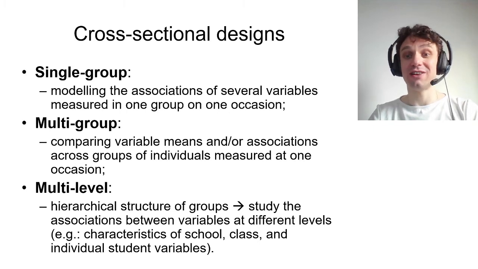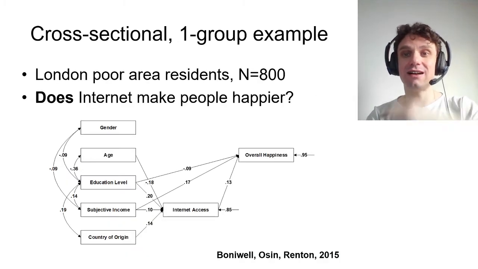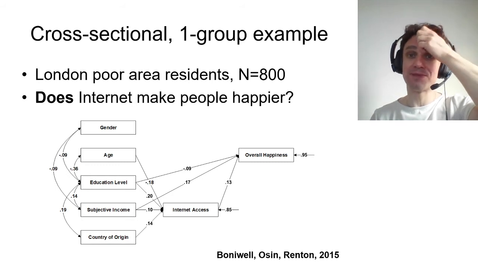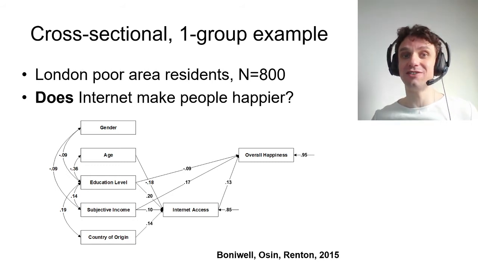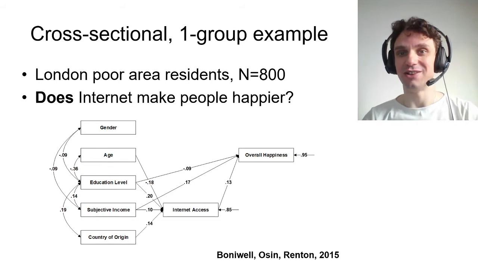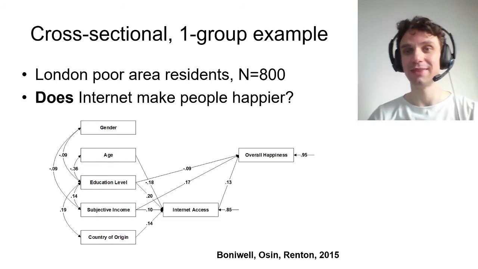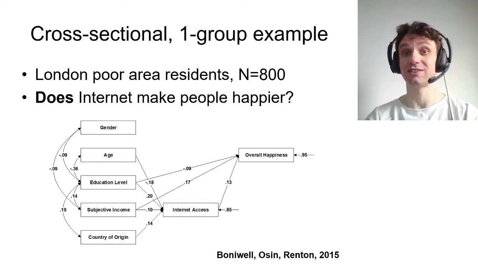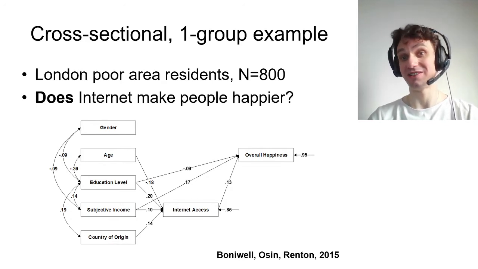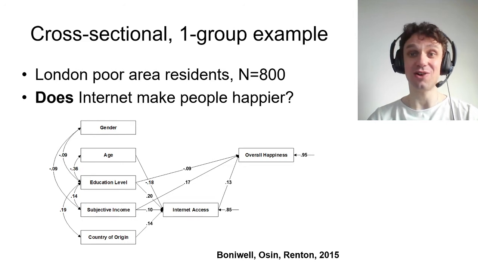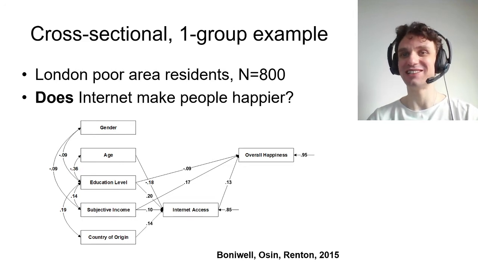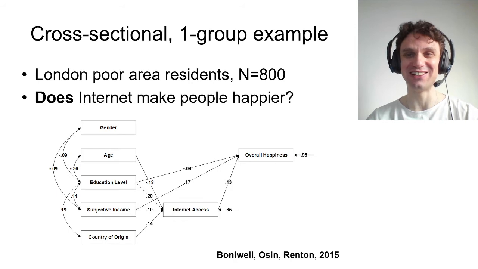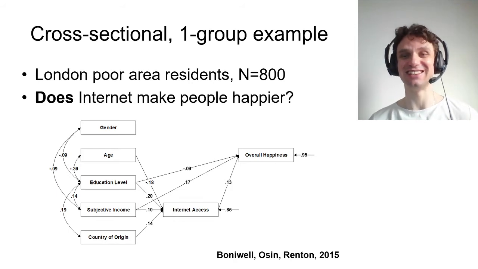How does it work? Let's take a look at this simple example of a study using a single group. It's our study with Ilona Bonneville and Adrian Renton, where we used a sample of residents of a poor area of London, 800 individuals. How did this study come about? Basically, it was an ad hoc study. I will explain a little bit because this is not the way you are supposed to conduct good research studies.